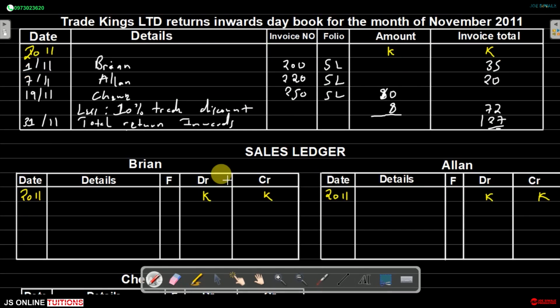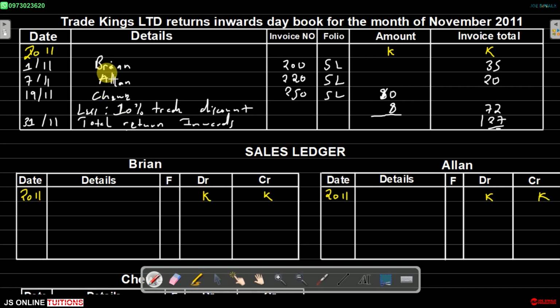So the next thing that you're supposed to do is to post the personal accounts in the sales ledger. And we know that the personal accounts of customers in the sales ledger are credited with the amount of returns inwards. Then the total credit returns is debited to the returns inwards account in the general ledger, thus completing the double entry. So let us record the information that we have in the returns inwards daybook.